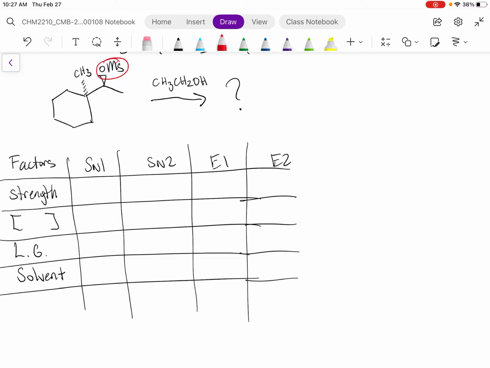The next thing that we need to look at: is that leaving group attached to an sp3 hybridized carbon? And yes, it is. So that acts as a good leaving group. The next thing is, that carbon that's attached to the leaving group, what degree is it? And that would be a secondary.